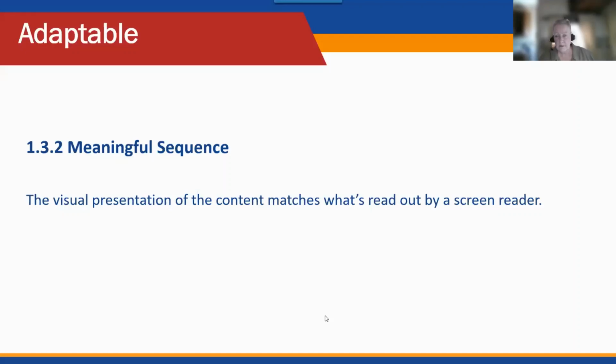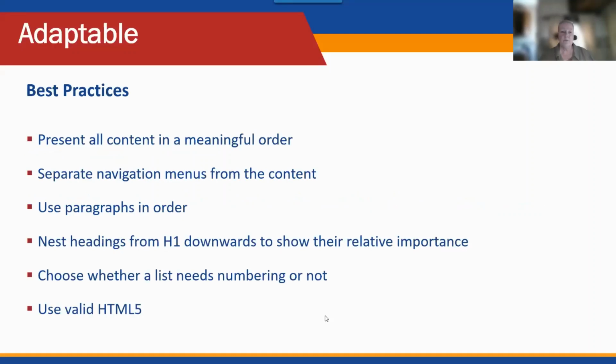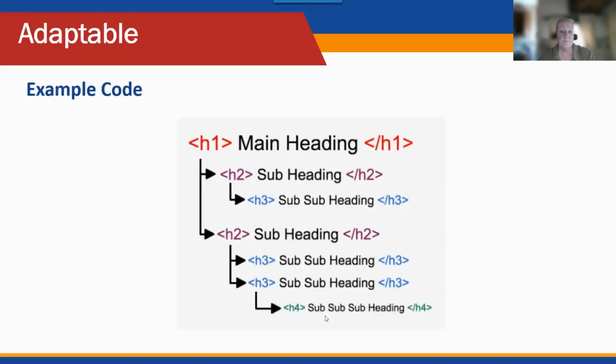Another thing is you have to have a meaningful sequence on your pages, meaning the visual presentation of the content has to match what the screen reader is reading out in the appropriate order. So you need to present your content in a meaningful order, separate navigation menus from the content, use paragraphs in order, nest your headings from H1 down to show their importance, choose whether a list needs numbering or not, and use valid HTML as I've mentioned before.